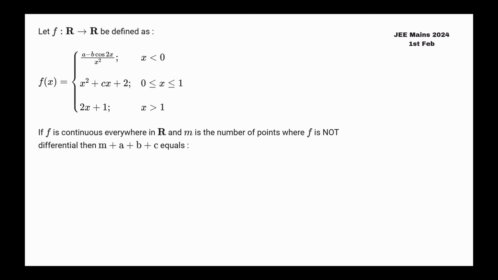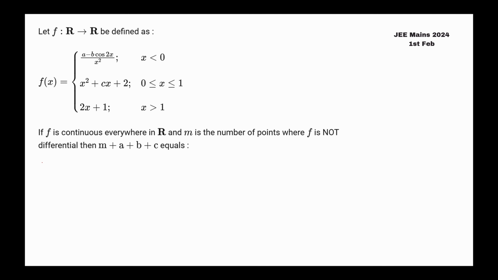So first of all, they've told us that f is continuous everywhere. That means it is going to be continuous at 0 as well as at 1. So let us find out the values of a, b and c, based on the information that this function is continuous everywhere.